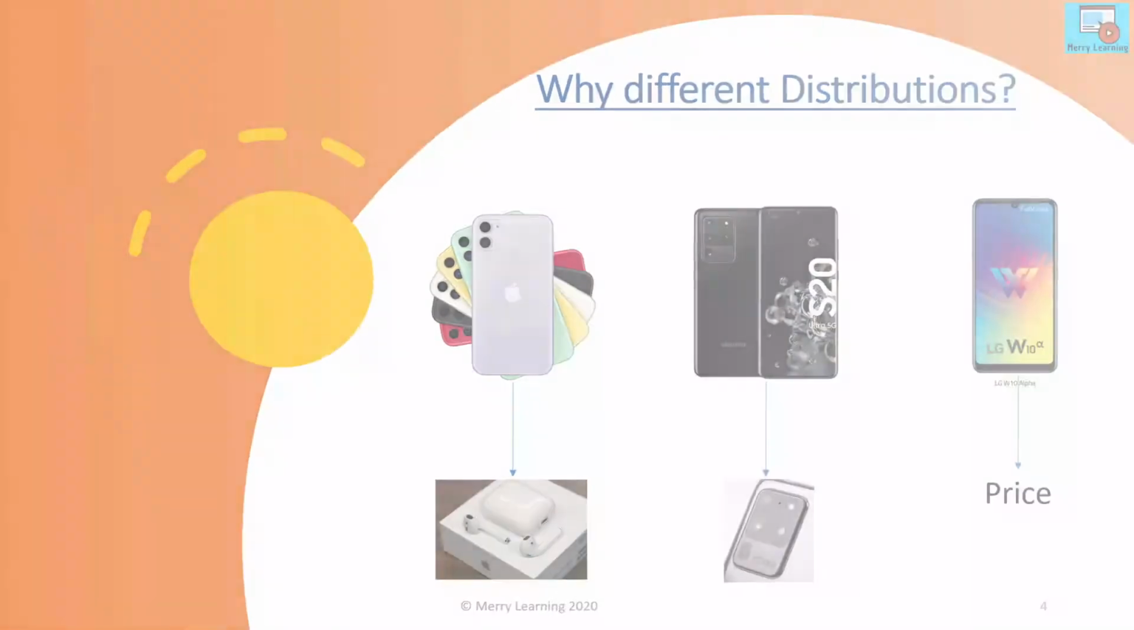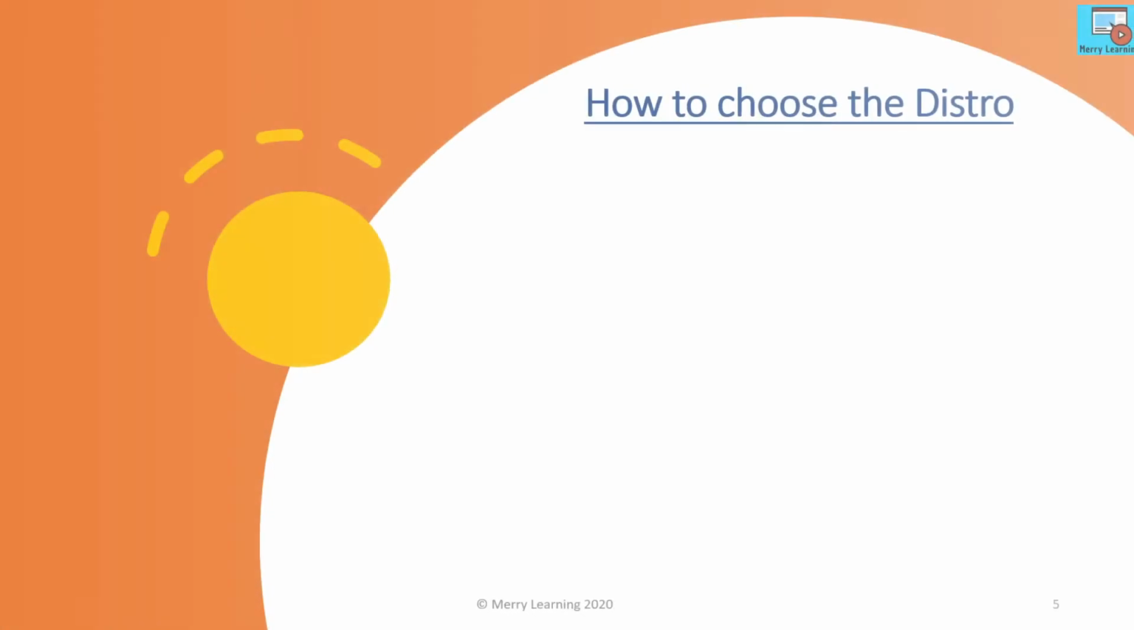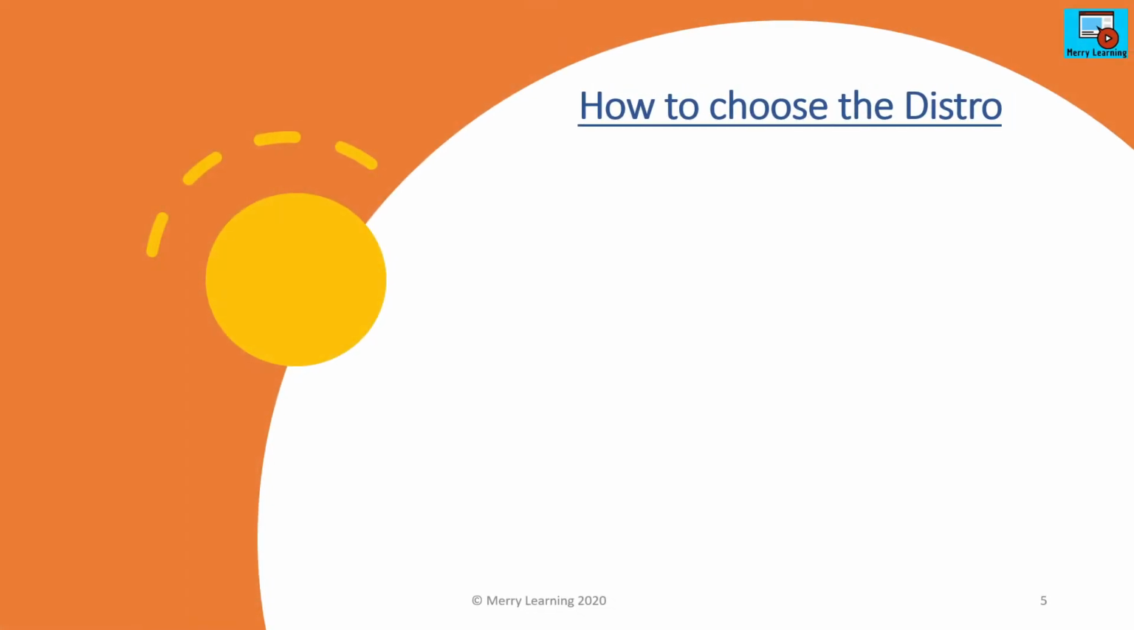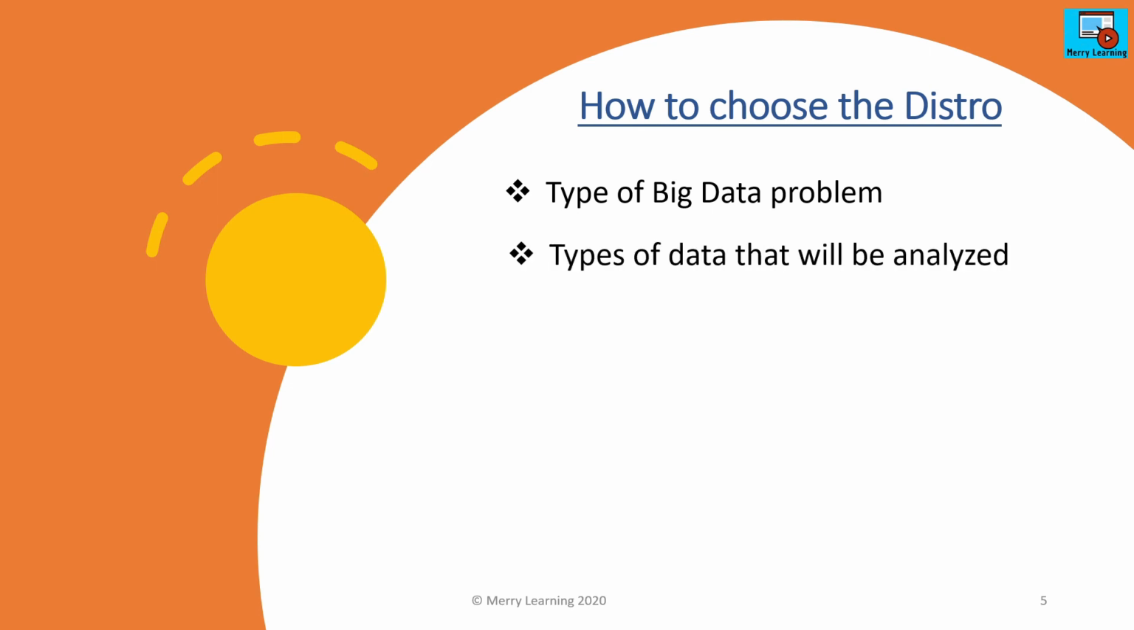So then, how will you choose one from the different distributions available? There are certain criteria which are commonly followed by organizations while they choose the Hadoop distributions. They are the type of the big data problem that the organization is facing. Different domains, different use cases require different approaches and hence different sets of components from the Hadoop ecosystem. Next is the different types of data that the organization will collect and analyze. Then the available expertise in the organization.